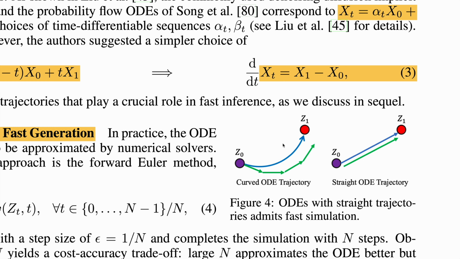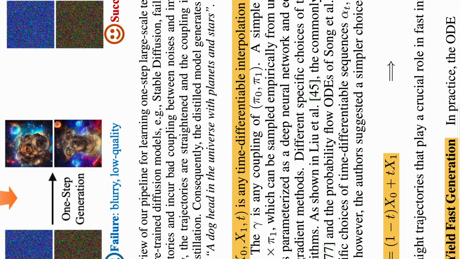Here, if I start from Z0, and if I follow this velocity, this vector, and I do a single step, I will reach a point over here. I will not reach Z1. But here, because the path is straight, in a single step, I can reach Z1, okay? So that's really the strength of rectified flows.